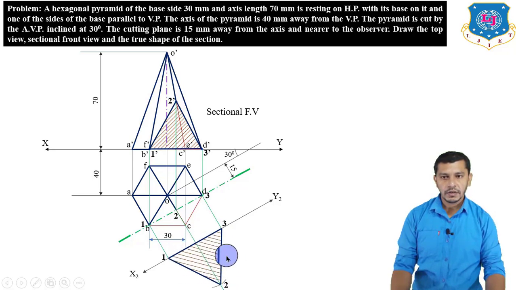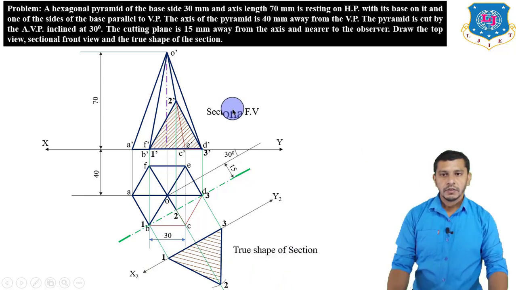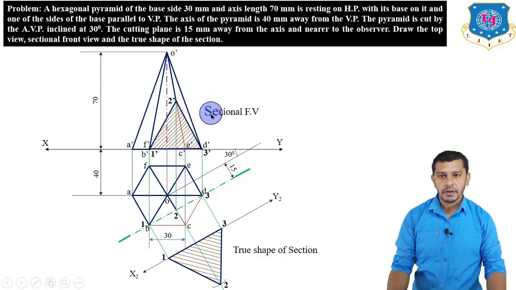So we have to complete the true shape of the section by drawing the hatching line, inclined at an angle of 45 degrees to the X2 Y2 line. So this will be our true shape of the section. So this will be our final sectional front view, top view and true shape of the section that we have to draw in the given problem.